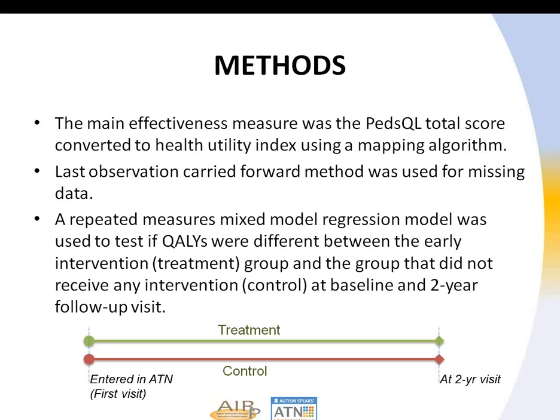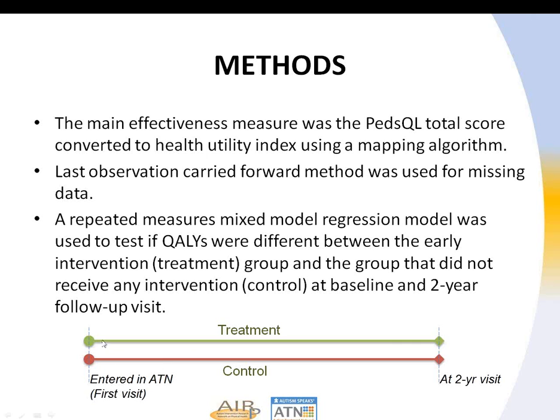We used the last observation carried forward method for missing PedsQL total scores at the 2-year visit, or the third visit, and then we converted the PedsQL total score into a health utility score using a mapping algorithm that I will show you in the next slide. We used a repeated measures mixed model regression to test whether health utility scores, or QALY gains, were different between the treatment and the control group.